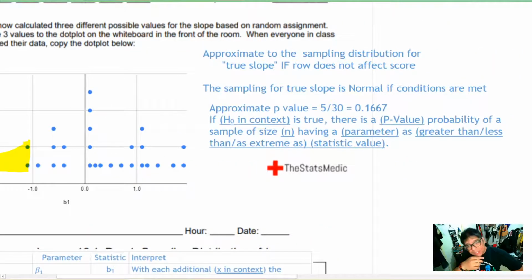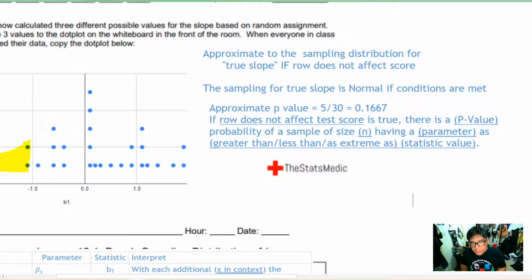Here is that sentence frame. If H naught in context is true, then there is a p-value probability of a sample size of n having a parameter, in this case, less than our statistic value. So we're going to fill that in.